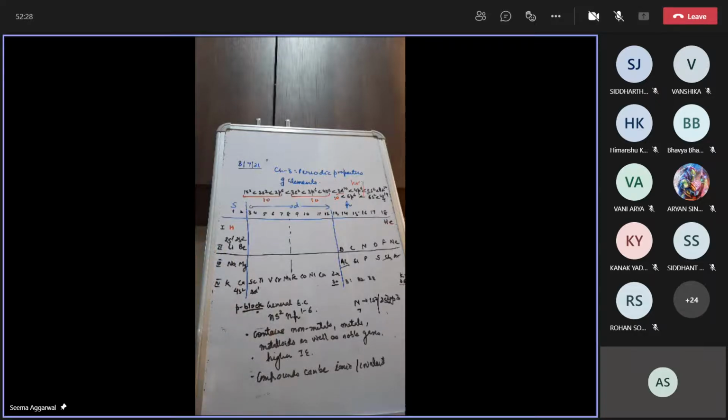Okay, now out of these few elements, like group 18 elements, I have already told you, group 18 elements are called as noble gases. Noble gases means they are unreactive, they are inert because of their complete octet.